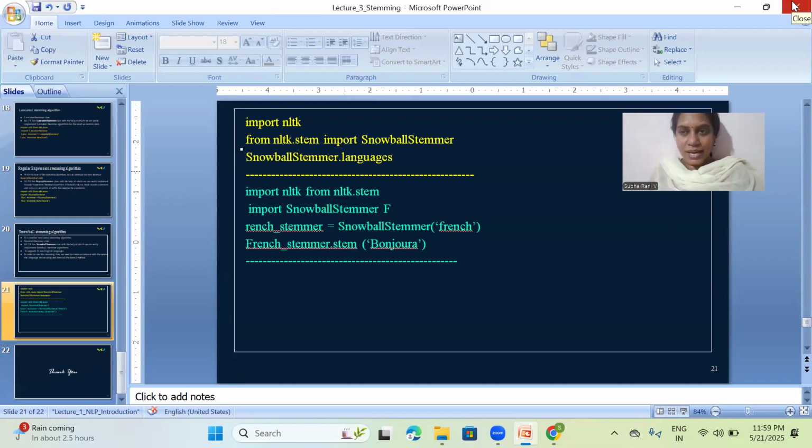Now, as I said, I will discuss stemming and lemmatization both, and the differences between stemming and lemmatization. Now let us move to lemmatization.